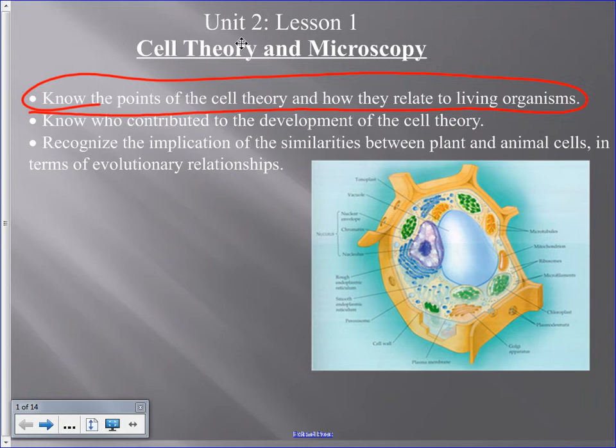We need to know who contributed to the development of the cell theory. Somewhat important. And recognize the implication of the similarities between plant and animal cells in terms of evolutionary relationships. The fact that they have so many things in common tells us something important, and that's what we're going to look at.